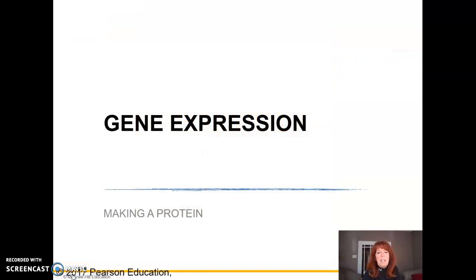Gene expression is another word for making a protein. We're going to go through two different steps of a process to make that protein. So when I'm talking about whether genes are expressed, I just mean whether they're turned on. And we turn them on by going through transcription and translation.